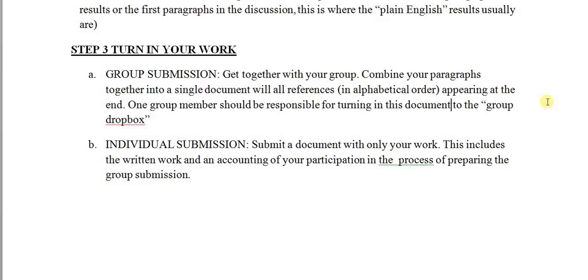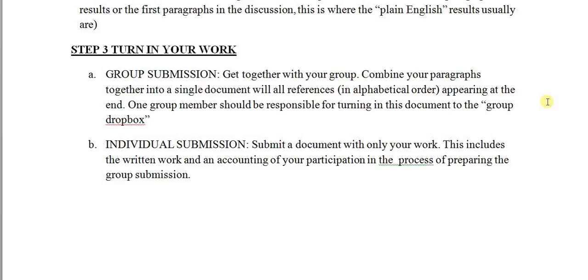So each group member will take their 6 paragraphs and copy and paste them into a single Word document with all of your names at the top and ideally all of your APA style references at the end. Then one person from the group will submit that to the group Dropbox online by the deadline. Everyone in the group will then also submit their individual 6 paragraphs to the individual work. I will not grade these, I won't read through them individually. But this is just to document your contribution, to show me and your other group members that you are putting in an equal amount of work to the project.